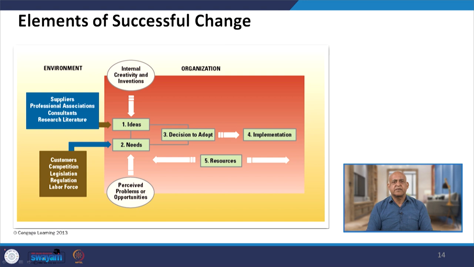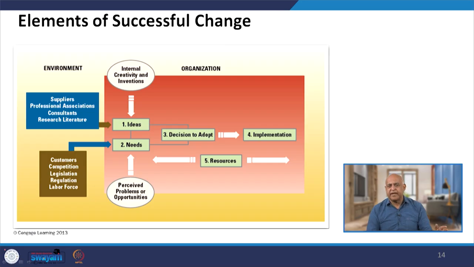So, what are the elements of successful change? In this model we will see the suppliers, the customer, competition, legislation, regulation and labor force; these are the factors. Now, in the environment, when suppliers, professional associations, consultants and research literature are there, along with internal creativity and inventions, which is the idea, there is a need also. So perceived problems and opportunities are there. Now, with the changes in the environmental factors, you are creating a perceived idea that this will be required. Suppose you are planning for the next 2 years: what will be the perceived problems in the next 2 years and what will be the opportunities? Once you clearly identify these needs, then you develop an idea so that your creativity and inventions will work.